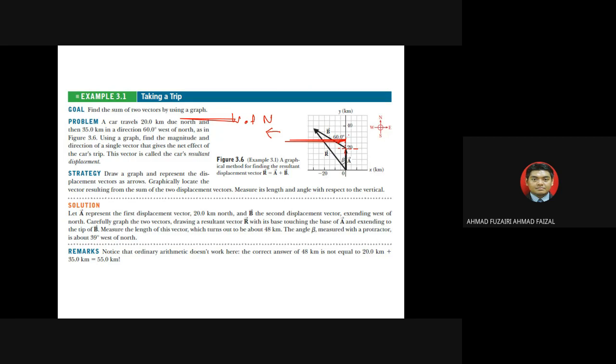Using a graph, find the magnitude and direction of the single vector. Normally, when we are dealing with graphical methods, you need to use the exact scale. In physics, we need to use the exact scale. In order to reduce the error, we use a lot of graph paper for the graphical methods.